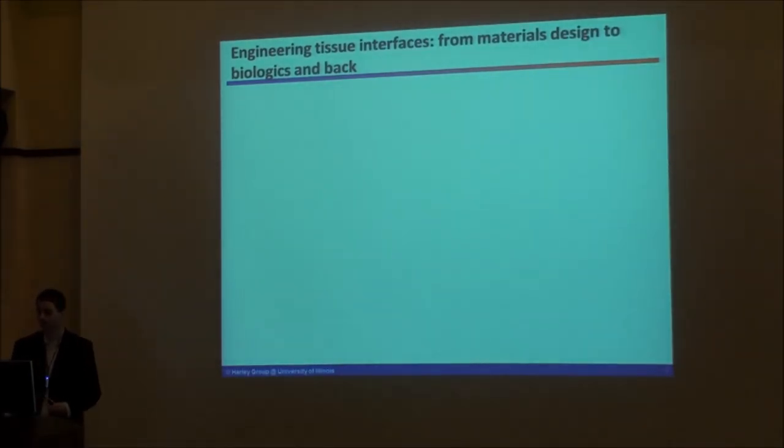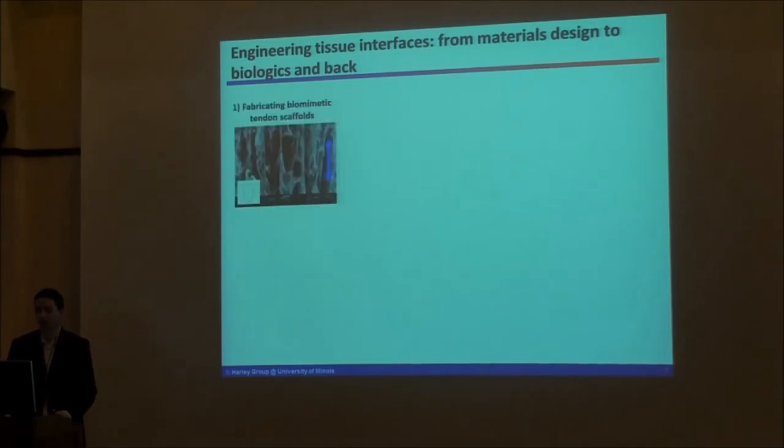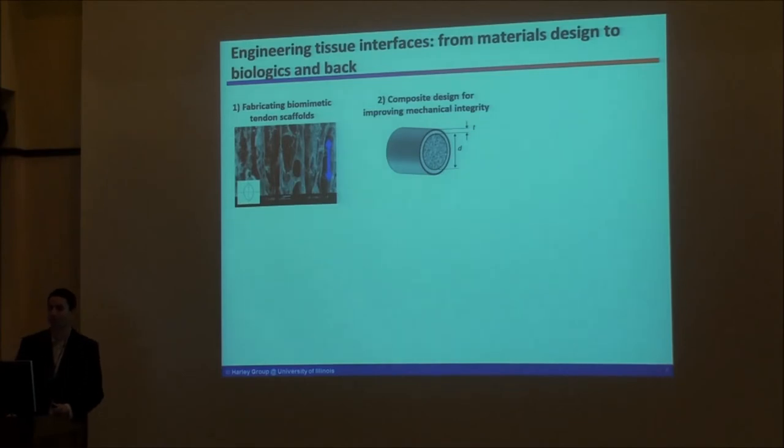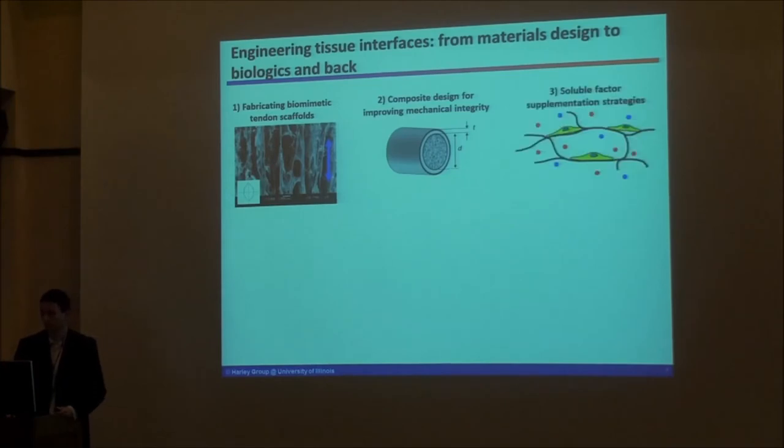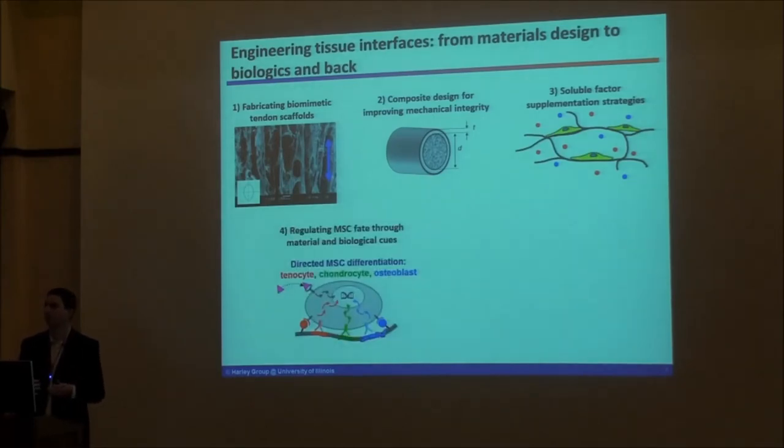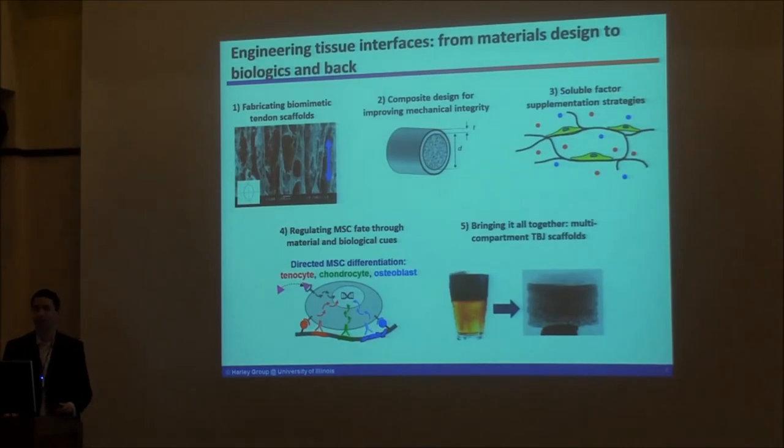So kind of the outline for how this talk's gonna go. We're gonna start off with the material design, looking first at how we design materials strictly for tendon regeneration. Since this is a mechanical engineering seminar, I'll talk a little bit about composite design for improving the mechanical integrity of these materials. Next, I'll start to talk about incorporating various biologic cues into the scaffold, various soluble factor supplementation strategies that we've come up with. I'll talk a little bit about how those material and biological cues come together to regulate directed MSC differentiation. And then we'll bring it all together to talk about how we can integrate all this information into a single material for TBJ regeneration.